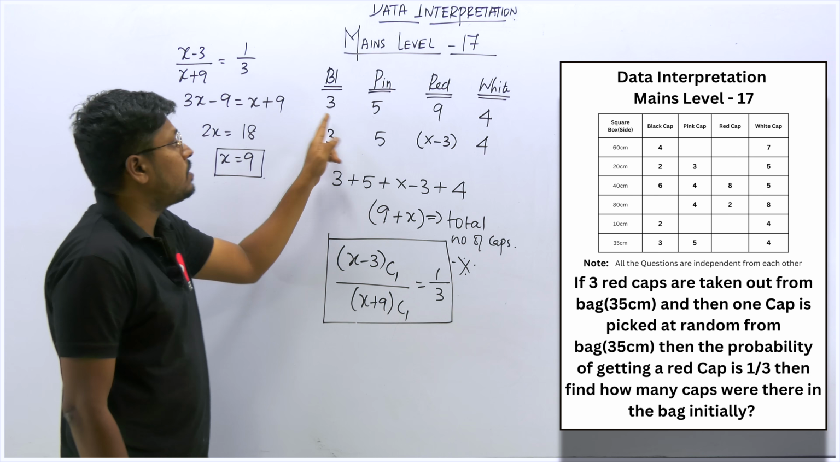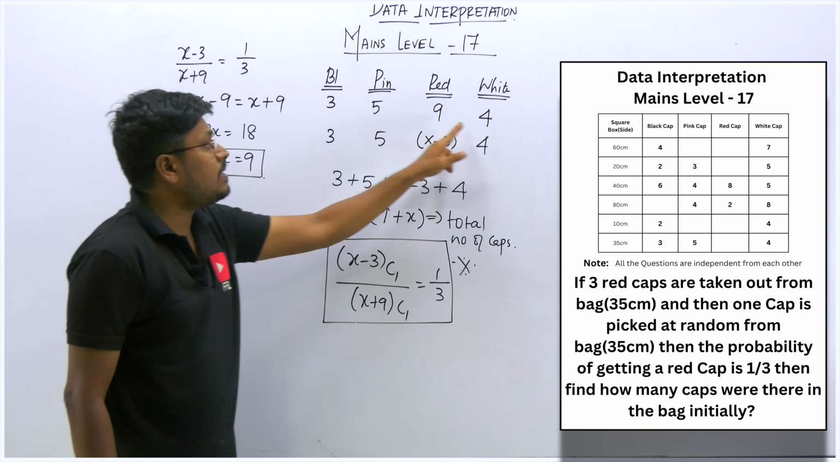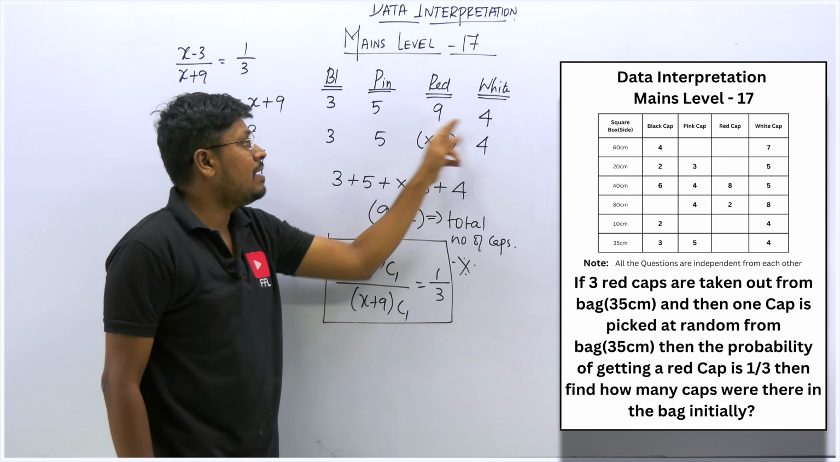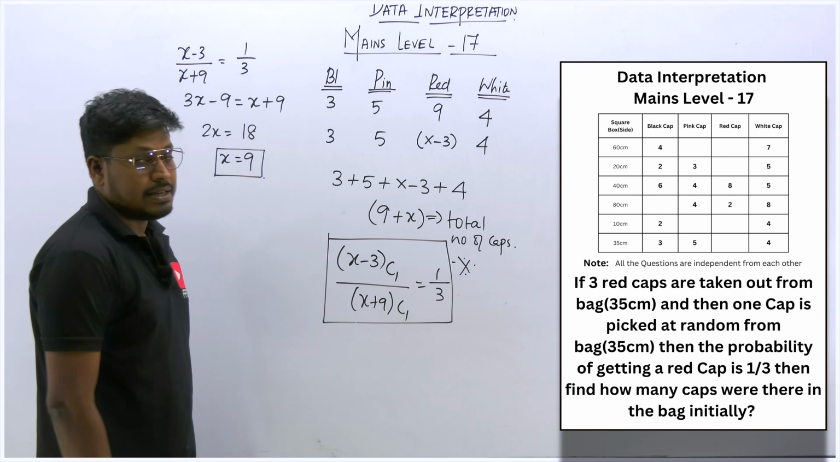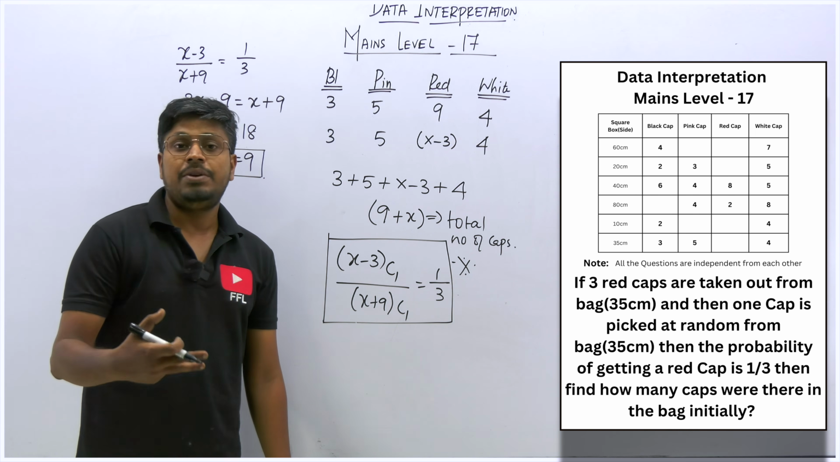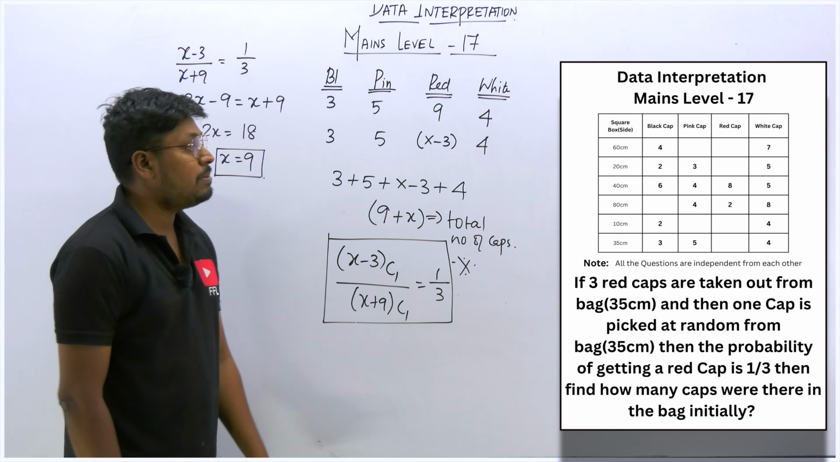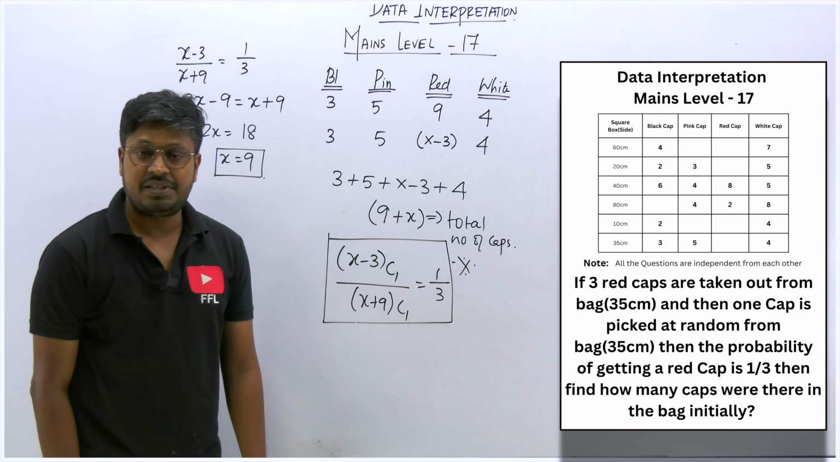So now we need to find the total. So 5 plus 3 will be 8, 8 plus 4 will be 12, 12 plus 9 will be 21. So totally the bag which is 35 centimeter contains 21 color caps initially. So that will be the answer for this first question.